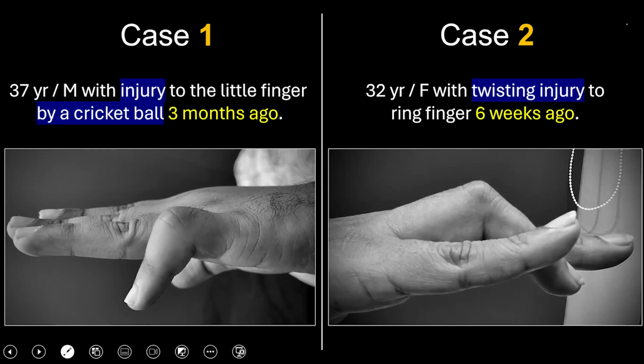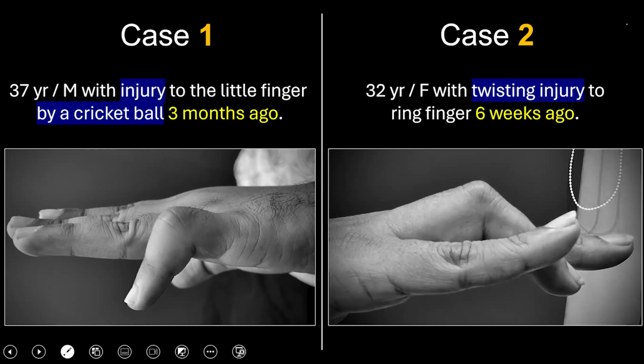Yeah, a 32-year-old female patient who had a twisting injury to the ring finger following a fall while walking. This was approximately 6 weeks ago. If you look at both the photographs, they look similar. Clinically, this picture looks the same, and this is what is classically described as a boutonniere deformity.